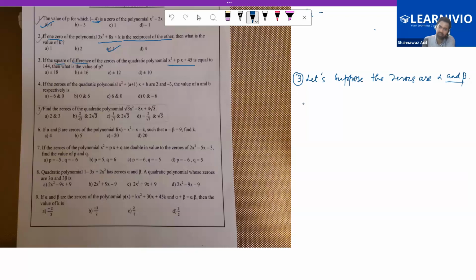In this question, what they have said is that first we have to take the difference. So what would be the difference between these two? Alpha minus beta whole square. So alpha minus beta and then square. This is 144. So we can write alpha minus beta as root of 144. So alpha minus beta would be how much? That would be plus minus 12.